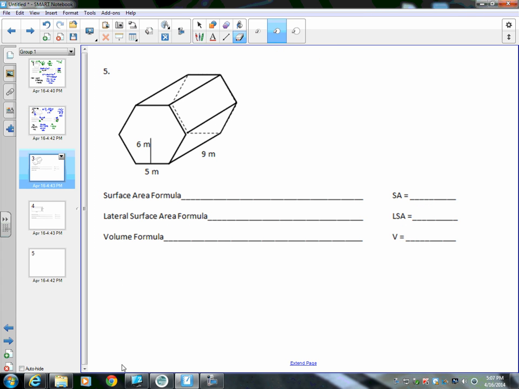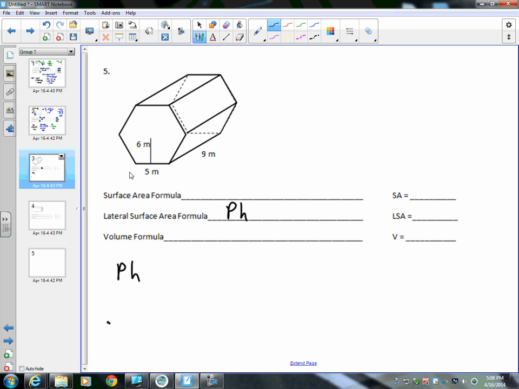Next, we have a hexagonal prism. A hexagonal prism is a prism where these two bases are congruent to each other and parallel, and the base is a hexagon. So what do we do first? Let's find the lateral surface area first. Lateral surface area for a prism, again, is P times H. P is the perimeter of the base.